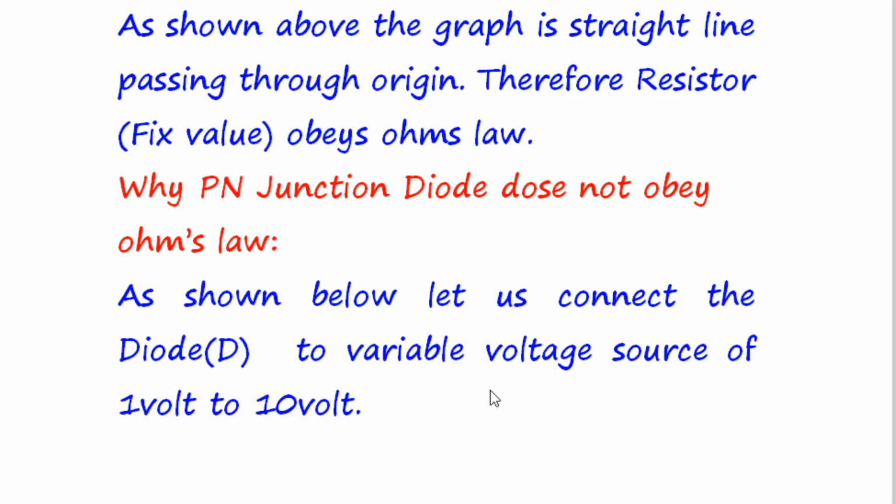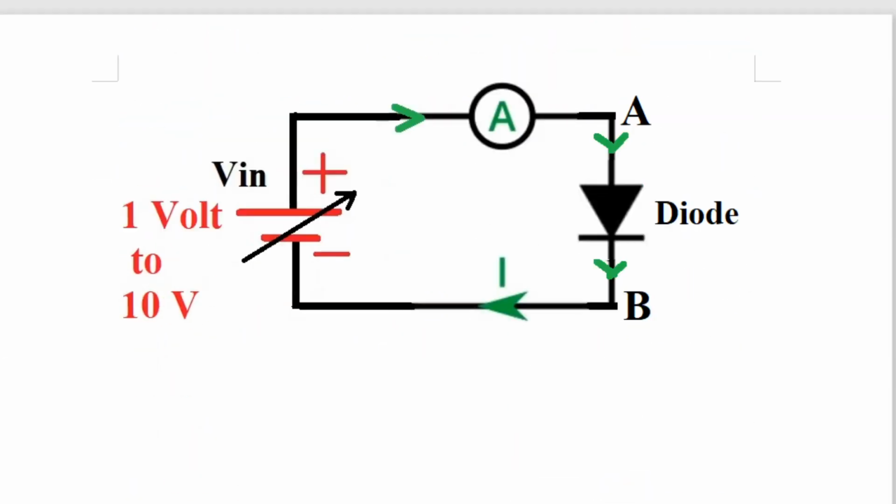We took a fixed value resistor of 1 kilo ohm, applied 1 volt to 10 volt, measured the current and plotted the graph. Now the same thing we'll do with the diode. We'll take a PN junction diode and apply the variable voltage 1 volt to 10 volt to it, as shown here. It is very simple. The diode is there, with the anode and the cathode, and we have shown terminal A and terminal B. Note that A here does not mean anode.